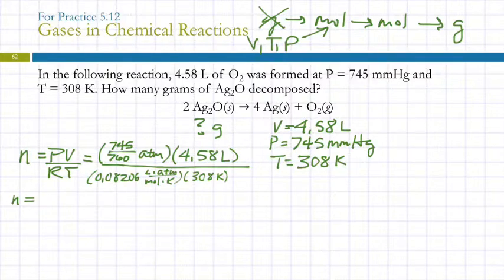So moles of oxygen equals 0.17763. That's moles of oxygen. I am now at this second point here. Now I can just use dimensional analysis. I'm going moles of oxygen to moles of Ag2O to grams of Ag2O.